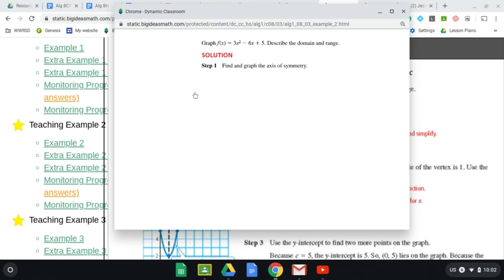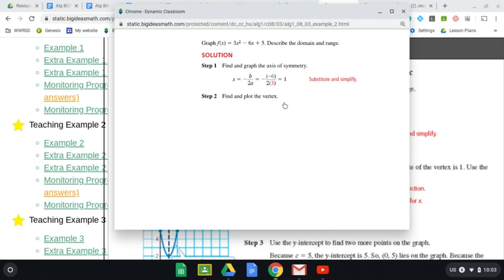So our first step is we're going to find and graph the axis of symmetry. So remember, we're going to use the formula for the axis of symmetry, x equals the opposite of b over 2a. From our equation up here, the 3 is our a and the -6 is our b. When I plug it in, I get the opposite of -6 over 2 times 3. The opposite of -6 is +6 over 2 times 3, which is 6. So 6 over 6 is 1. Therefore, our axis of symmetry is x equals 1.